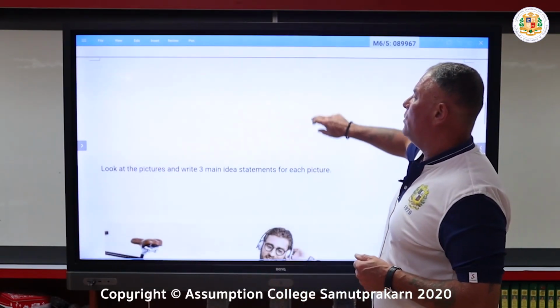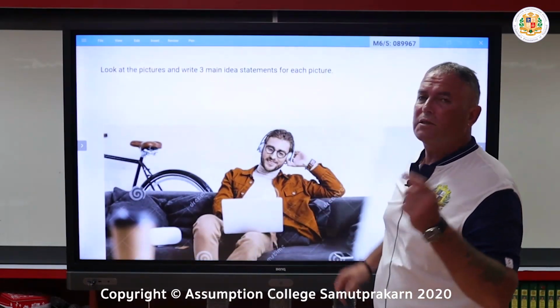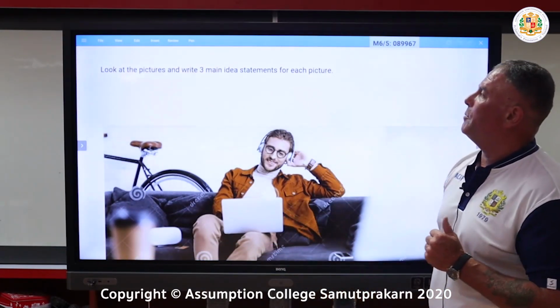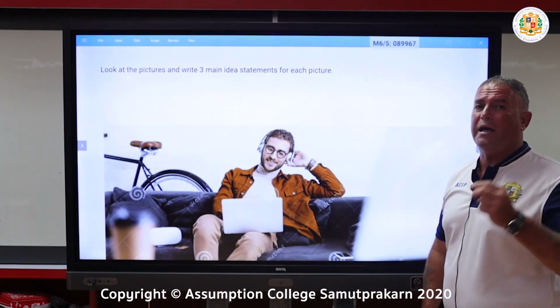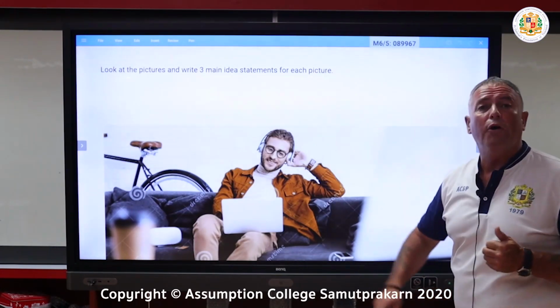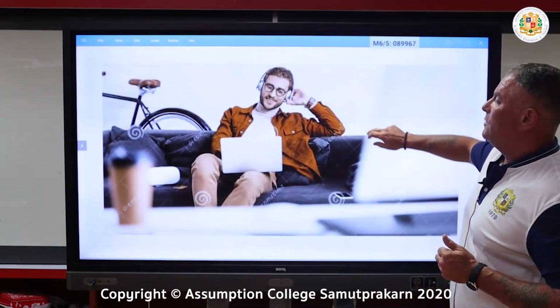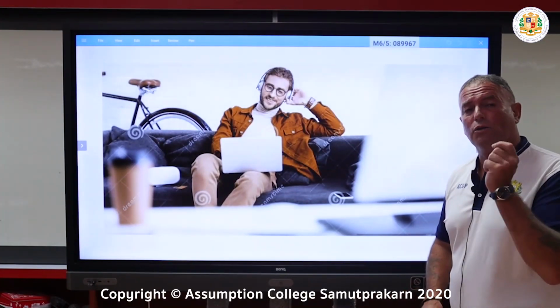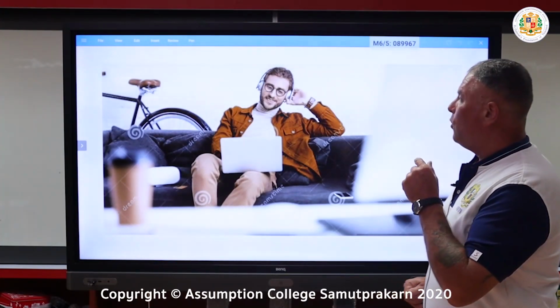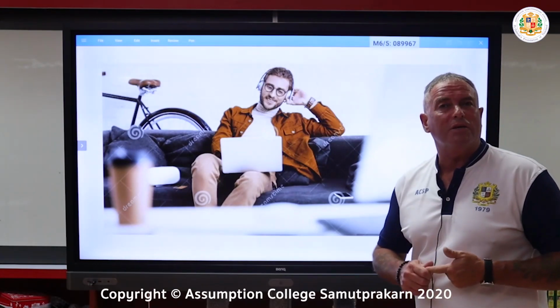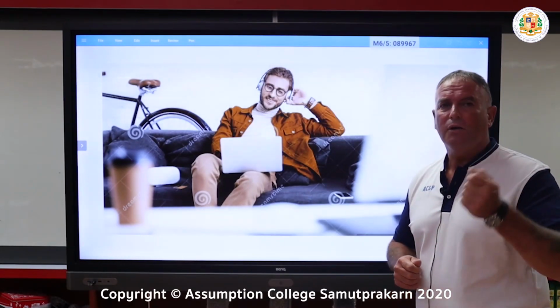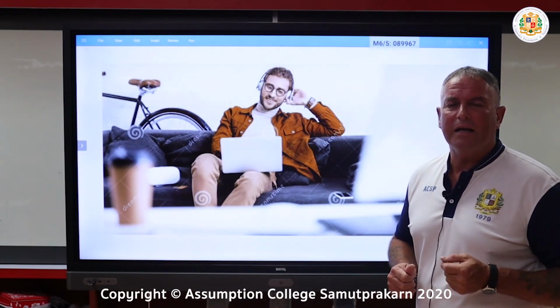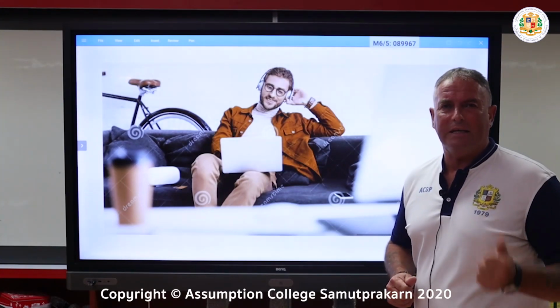Right. What you will do now, it says, your first task: look at the pictures and write 3 main idea statements for each picture. So you will analyze, look at the picture. Who or what is the picture about? And what are they doing? Okay? That would be your main idea.